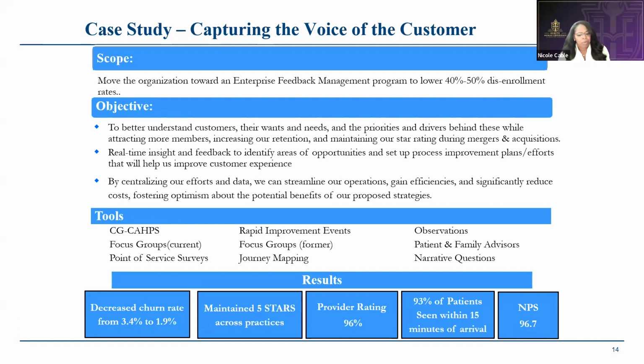So we did look at provider rating, and our patients were 96% satisfied with the providers that we had in our practices. We also leveraged a question around the patients being seen within 15 minutes. While it was not a part of our original survey, our healthcare plan partners really wanted to know what the perception was of our patients that we were serving and seeing them. And over 93% of our patients actually said they were seen within 15 minutes of their arrival time. And lastly, we did track NPS. We did NPS at the point of service, and we also did NPS within our CG CAHPS survey tool. And we were at 96.7% for that as well.